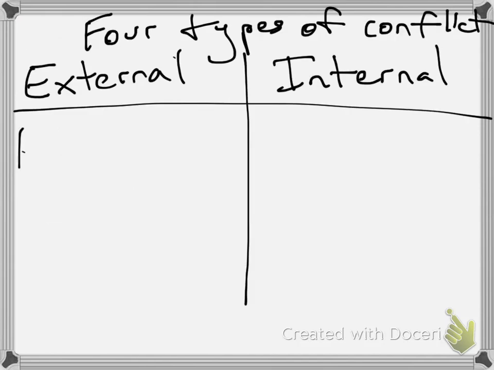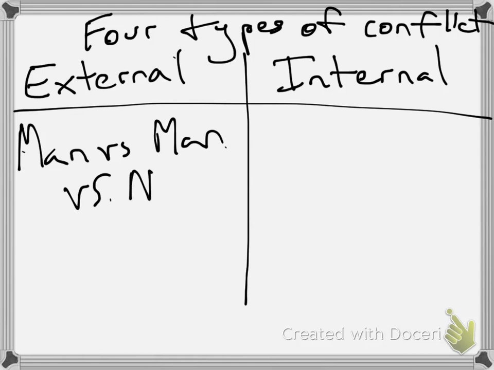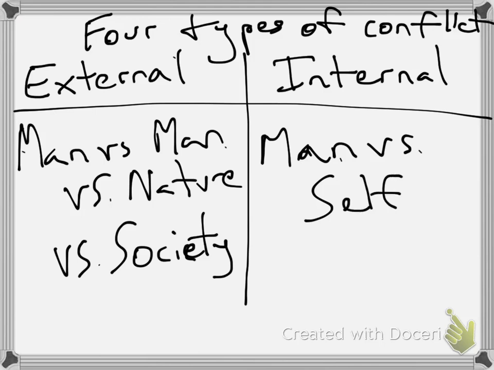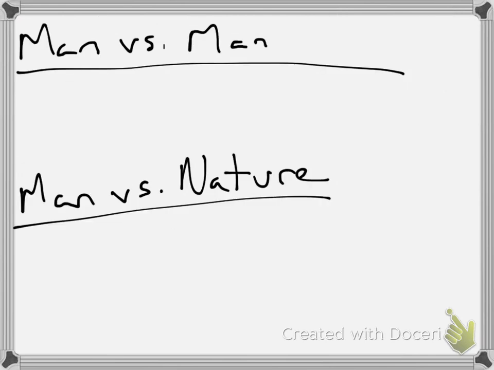We have man versus man. We have man versus nature. We have man versus society. And we have man versus self. So let's look into all four types here. Man versus man, very simple. A character struggles with another character.